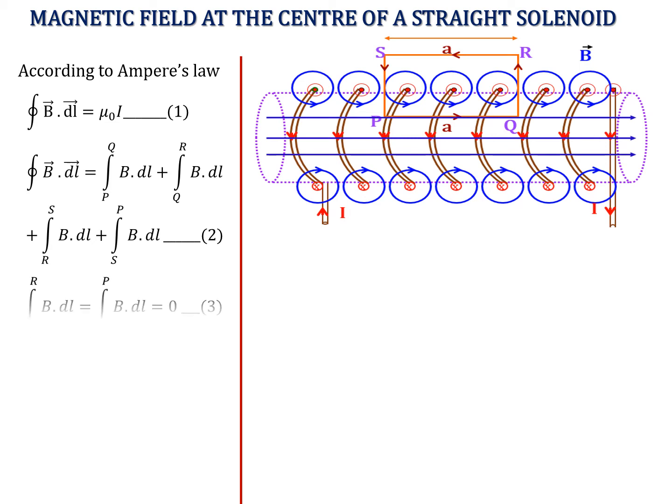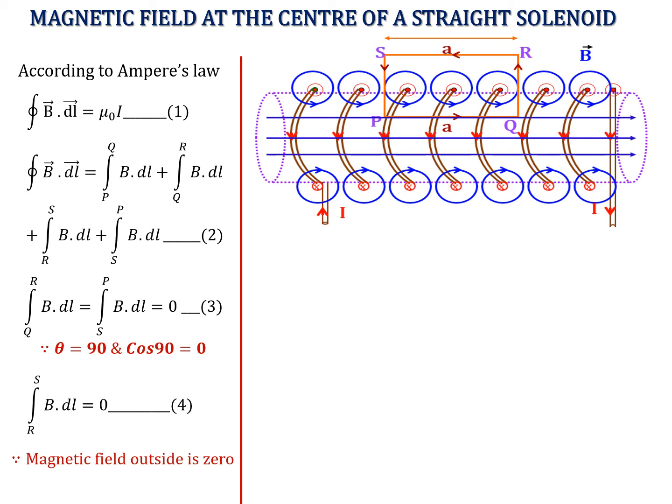Now, Q to R B dot dl is equals to S to P B dot dl is 0. Both these terms are 0 because the length of the loop is perpendicular to magnetic field, and we know if theta is 90, cos 90 is 0. So the two dot products over the part of the loop Q to R and S to P will be 0 because theta is 90. Also, the integral R to S B dot dl is 0 because magnetic field outside the solenoid is 0.